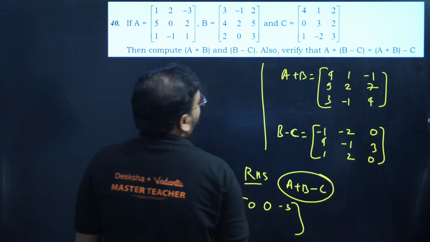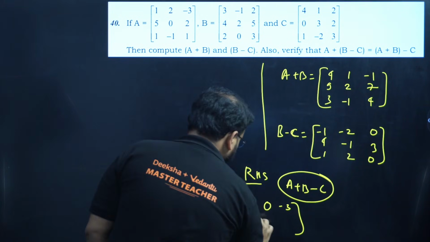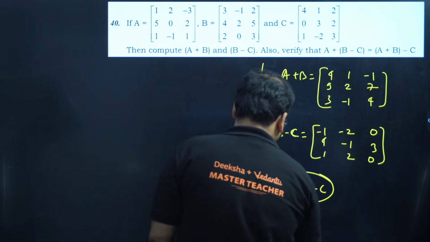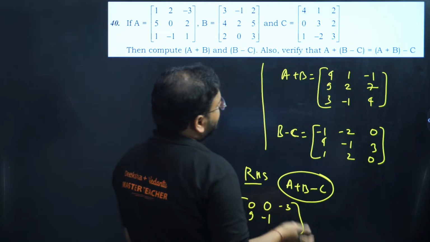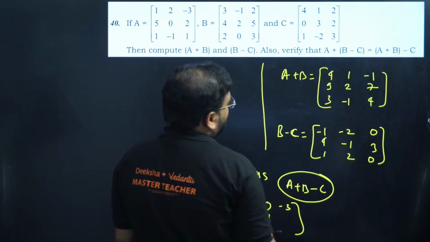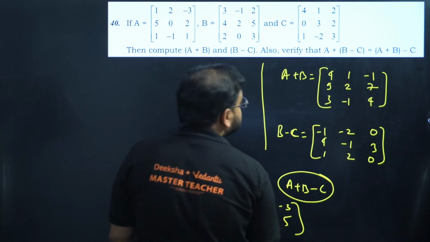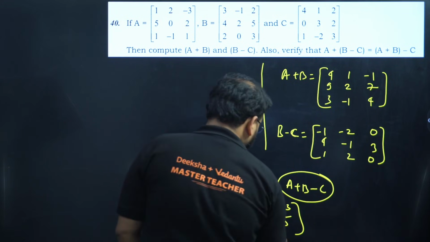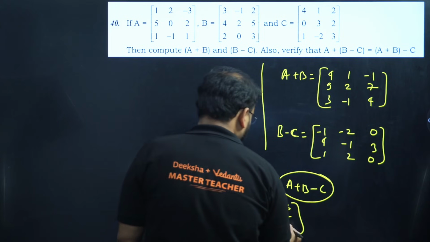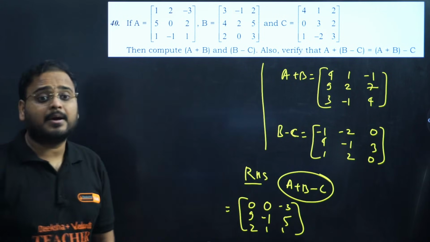The first row. 9 minus 0 is 9. We have 2 minus 3 is minus 1. We have 7 minus 2, right? Which is going to be 5. 3 minus 1 is 2. Minus 1 minus 2 will become plus 1. And 4 minus 3 will be 1. This is the value of a plus b minus c.